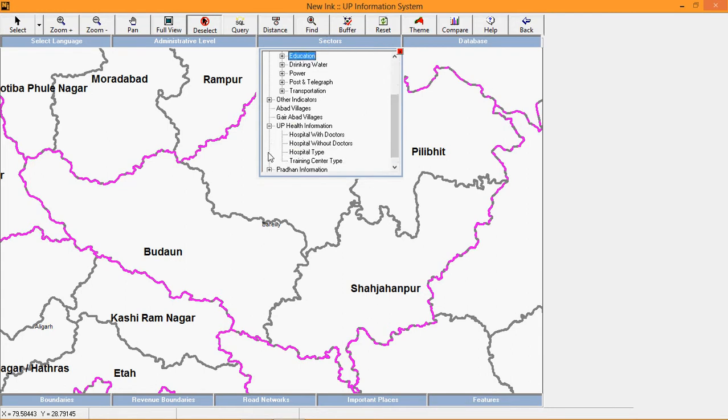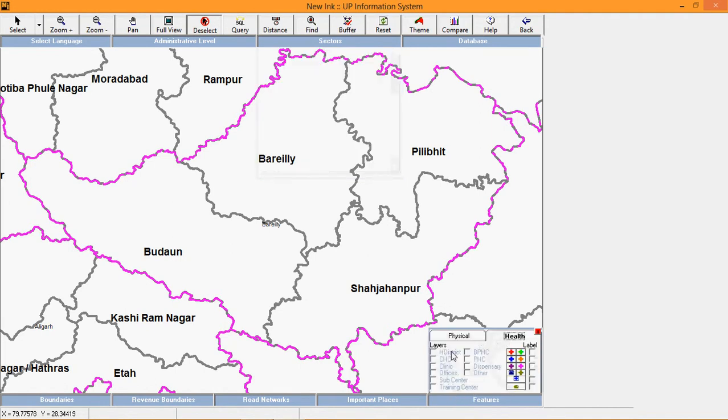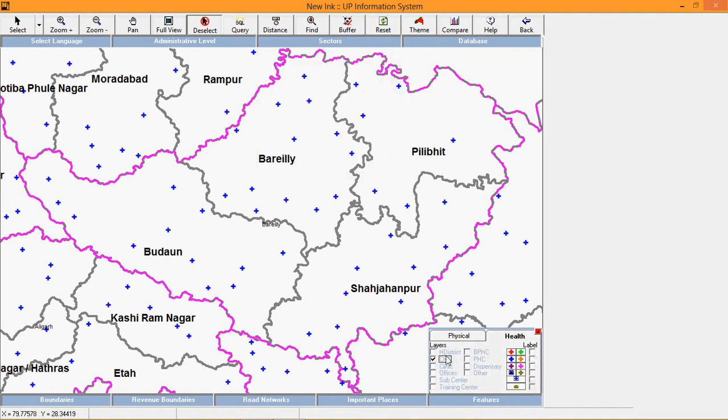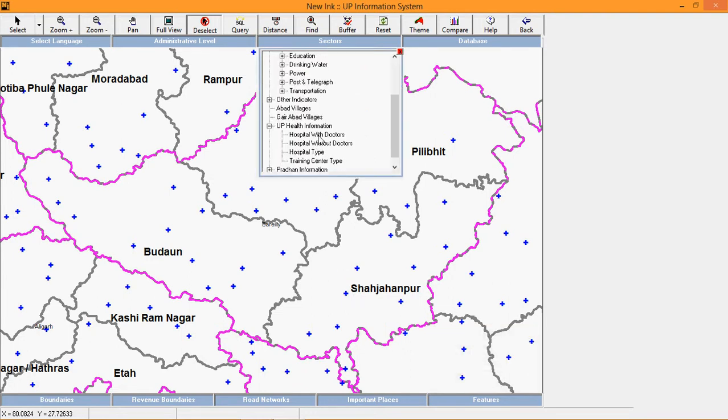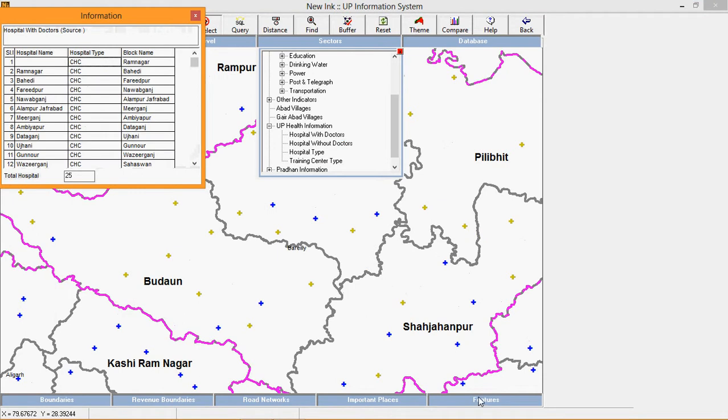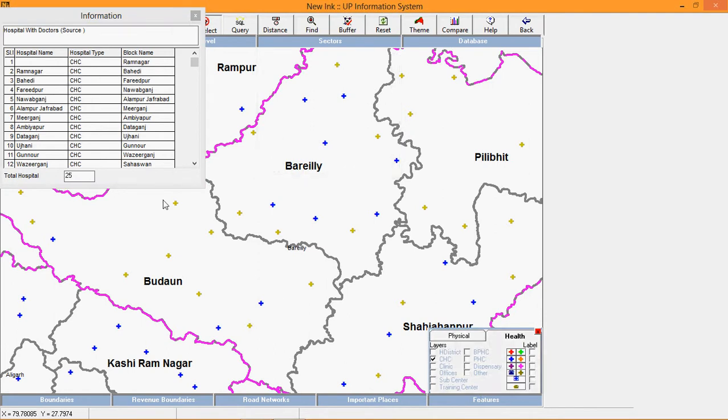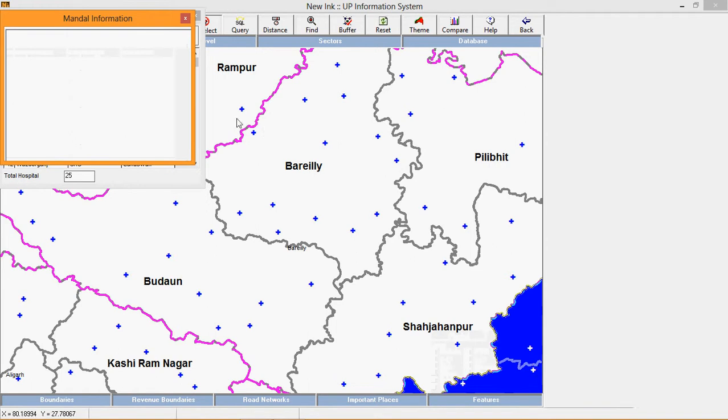Now we can prepare different other queries. Let us say one sector that I would love to show you is the health infrastructure in Bareilly. Let us see one parameter, that is community health center facility, and which are the hospitals with doctors. These are the hospital names, hospital type is there, and I'll just put on the CHC level. It has got a huge database, so it is taking time to fetch the data.